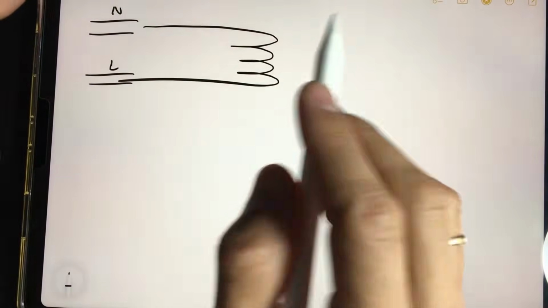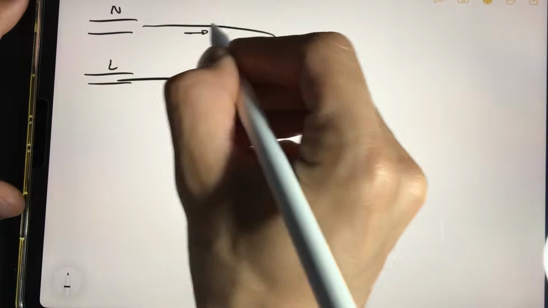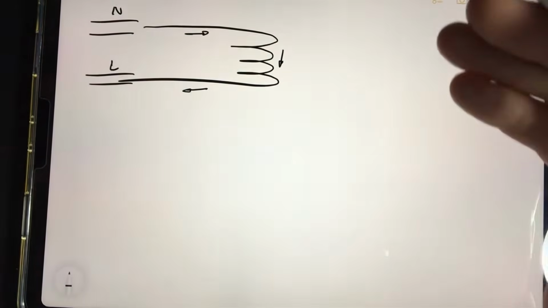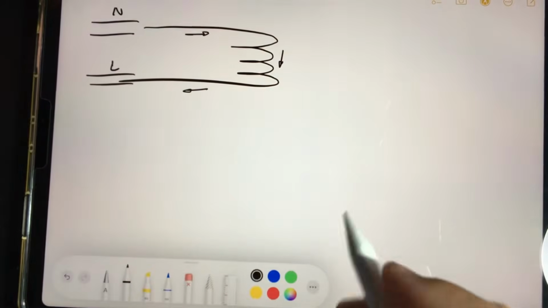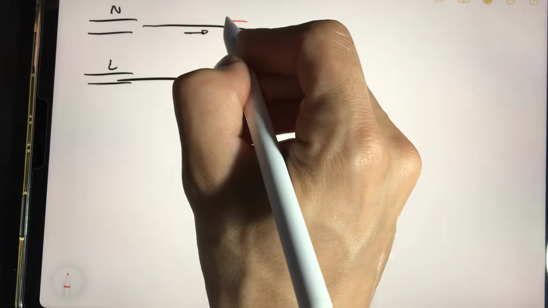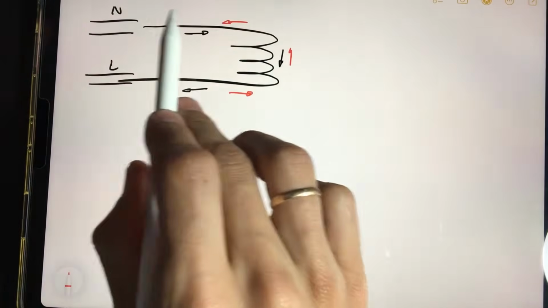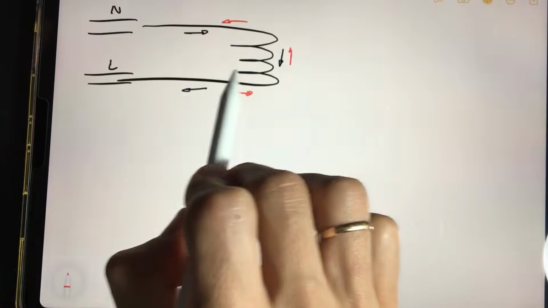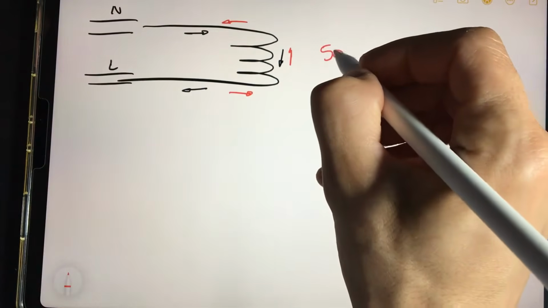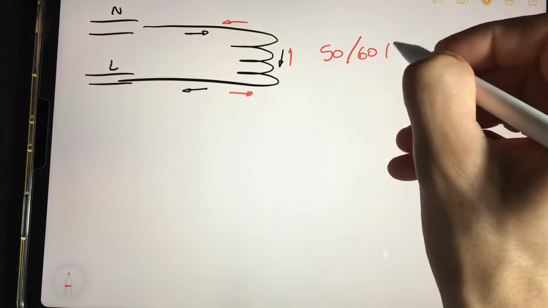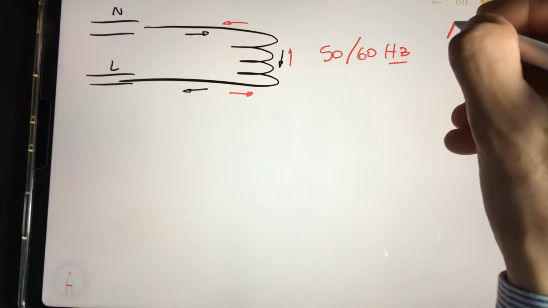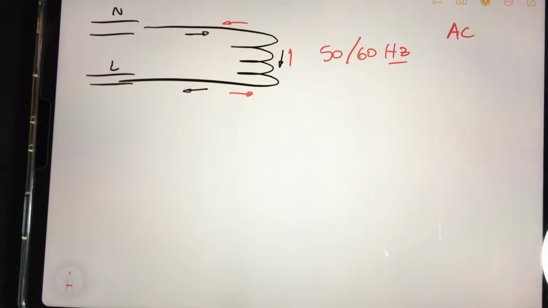The electrons start to circulate to one side. But in the next moment in time, they would already start to circulate to the other side. They constantly do this back and forth, and they do it 50 or 60 times per second. This represents alternating current.